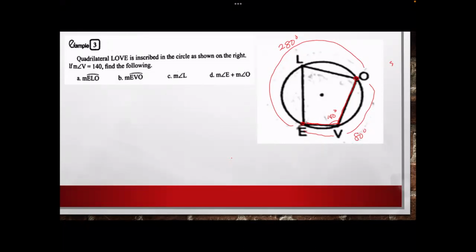Now we can now find for the arc ELO. So based on the given E, papunta sa L and O. So this is for the letter A. The answer will be 280 degrees. Hindi sa baba yung kamay, baka mangalay. Okay, next, EVO. EVO, for the letter B, automatically, the answer is also 80 degrees. So, yan, kasi nasa likod siya. Now, what will be the measure of angle L for the letter C?